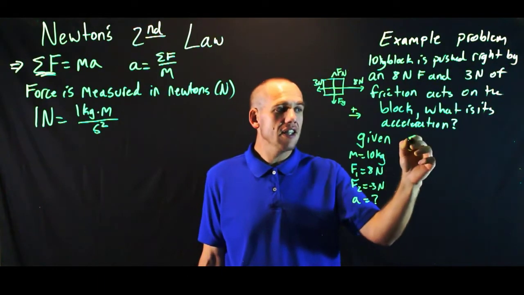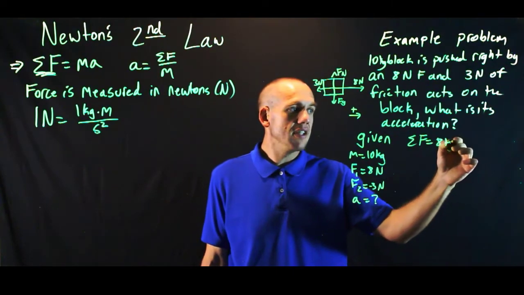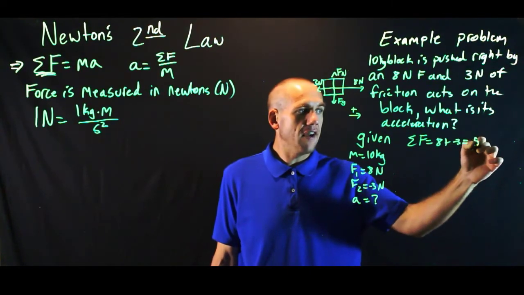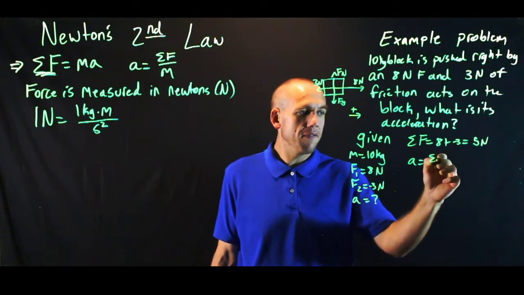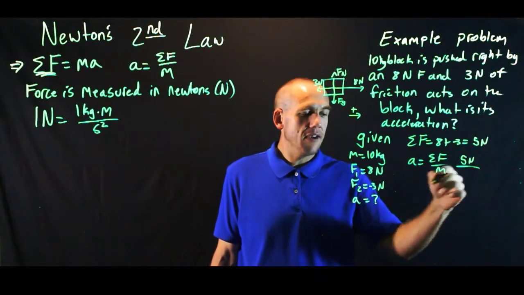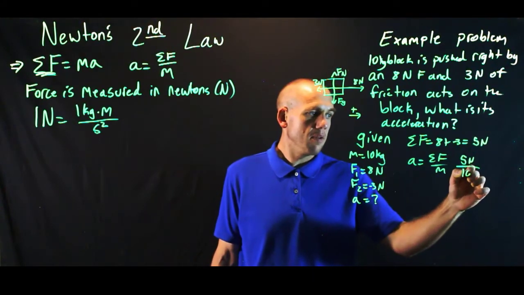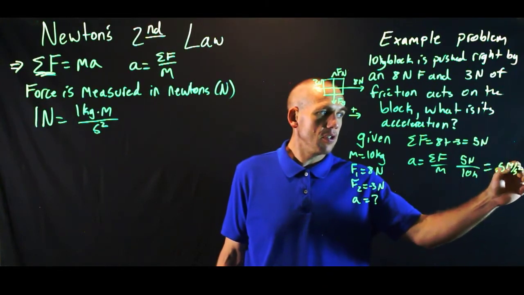And so now I can say the net force is equal to the sum of the forces, so I can say 8 plus a negative 3, which equals 5 newtons. And if I want to solve for acceleration, acceleration is net force divided by mass, so I can take 5 newtons divided by 10 kilograms, and that equals 0.5 meters per second per second.